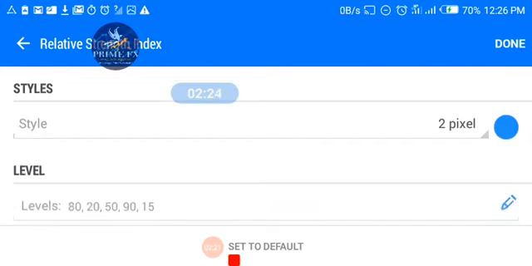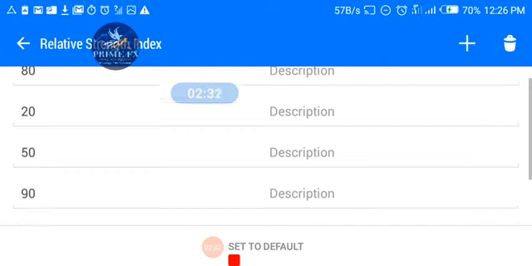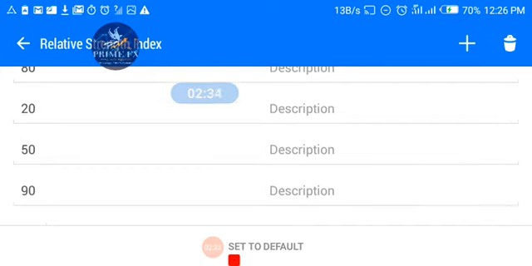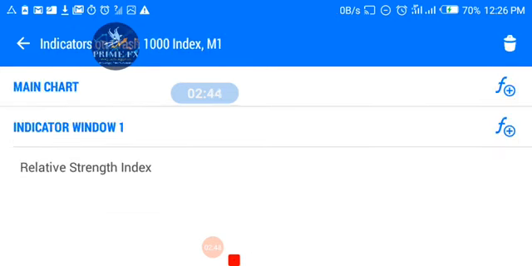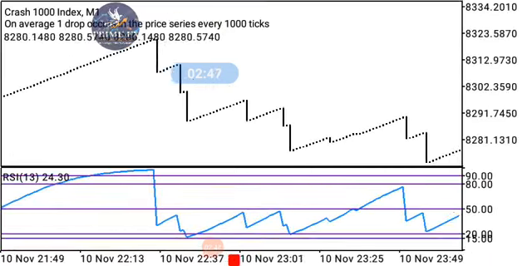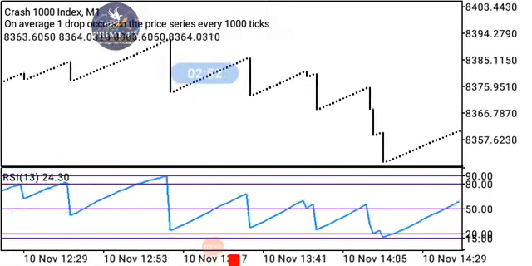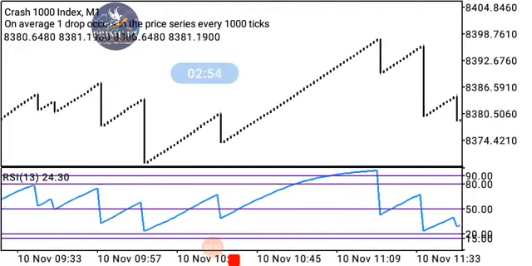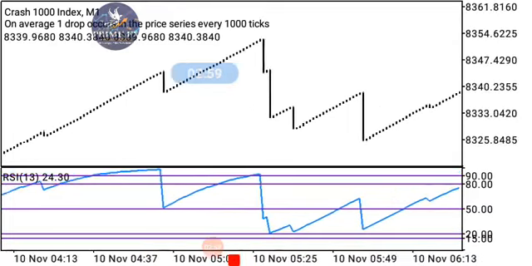Then for the level, this is how your level will look like. You have the 80 level, the 20 level, the 50 level, and the 90 level. You input this on your RSI in the column for level. So we are ready. We've set up our indicator. Now let me show you how the strategy works on the chart. I think let me go back a little bit so that you can actually see that this is a real money making strategy. Let's go back.